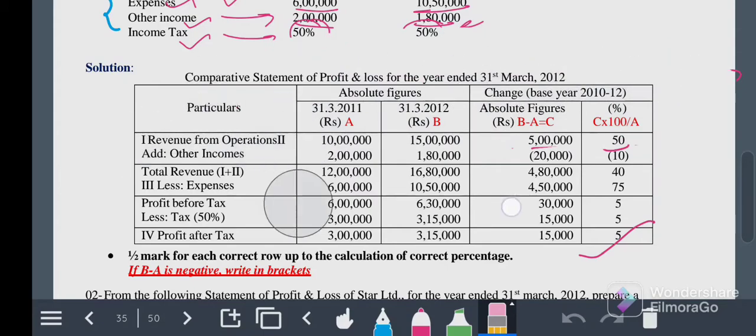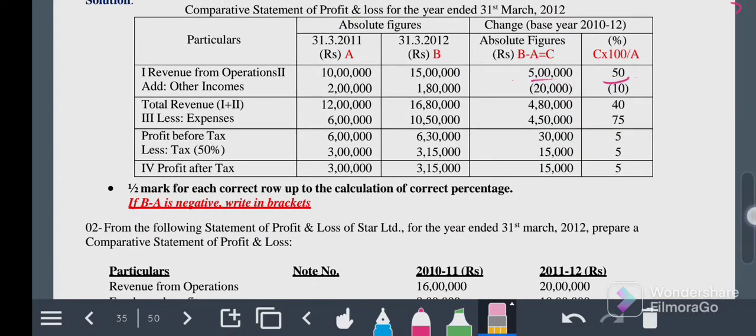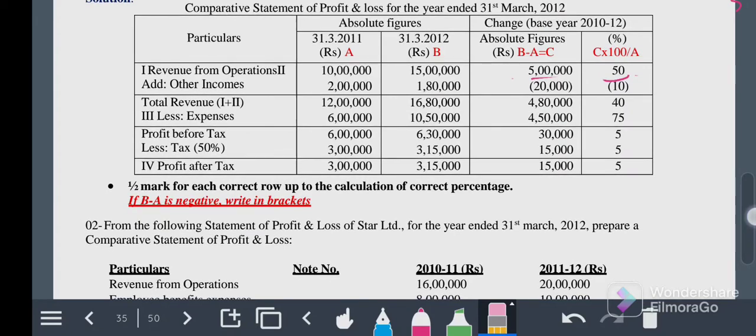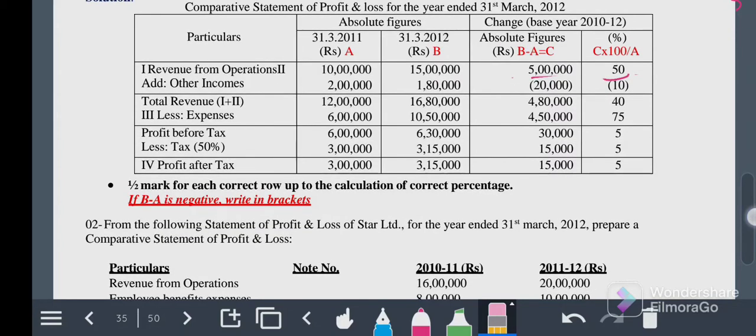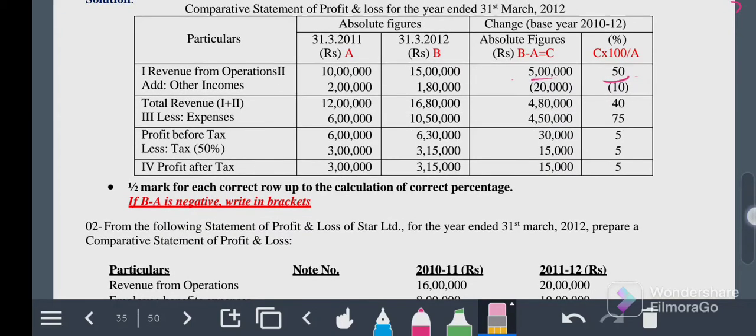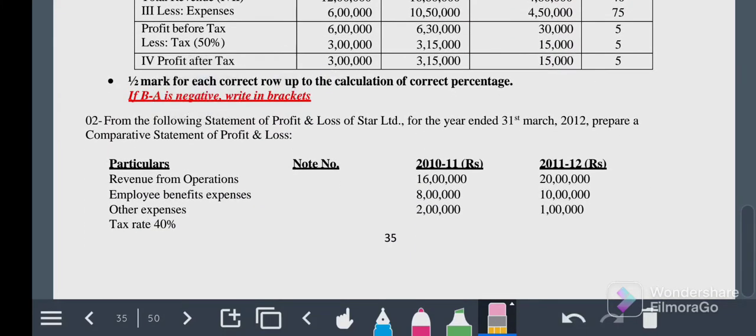So A and B are already given, and you have to calculate C by taking the difference between the current year and the previous year. Then after taking the difference, you calculate the percentage, which is the difference of the 2 years upon the previous year into 100. Half mark for each correct row up to the calculation of the correct percentage. If you have calculated the correct percentages, you will get half mark for each correct row.